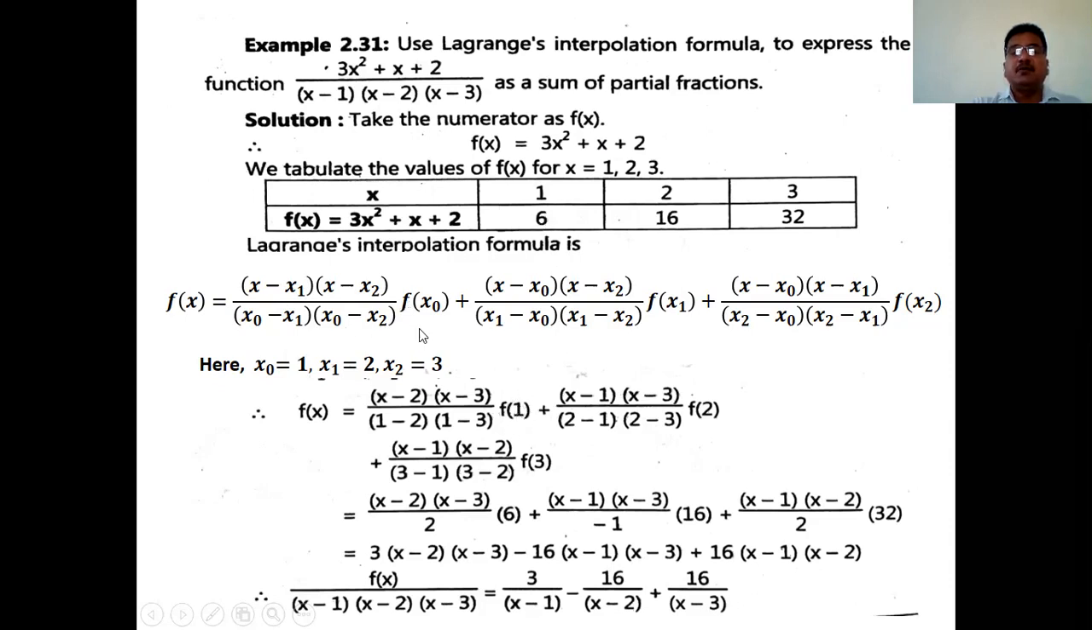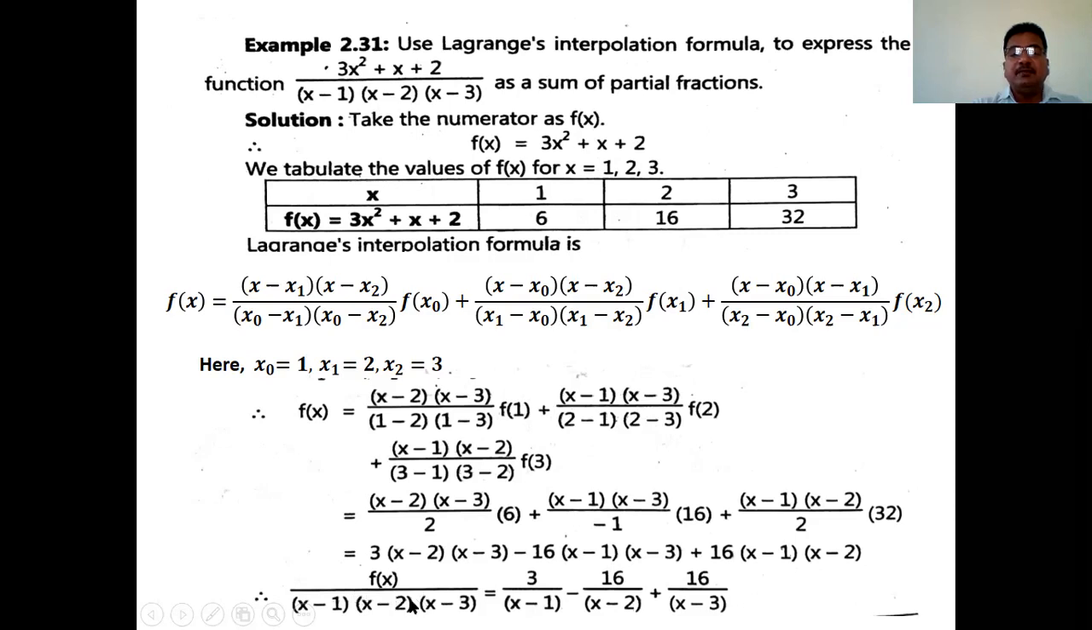So write f of x0, which is f of 1, as 6, and in the next step substitute all the values. f of x1 is 16, f of x2 is 32, and we have the answer: 3 into x minus 2, x minus 3, minus 16 x minus 1, x minus 3, and 32 by 2, which means 16, x minus 1, x minus 2. This is the value of f(x), which means this is the value of 3x square plus x plus 2.